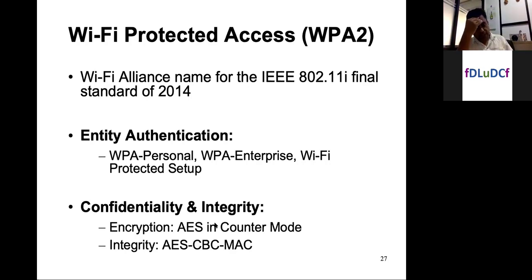That is much better than having weak authentication in the protocol itself. Then the integrity and confidentiality of the WPA2 protocol are achieved using AES, the Advanced Encryption Standard. Integrity is achieved using AES CBC mode. Encryption actually uses AES in the counter mode.